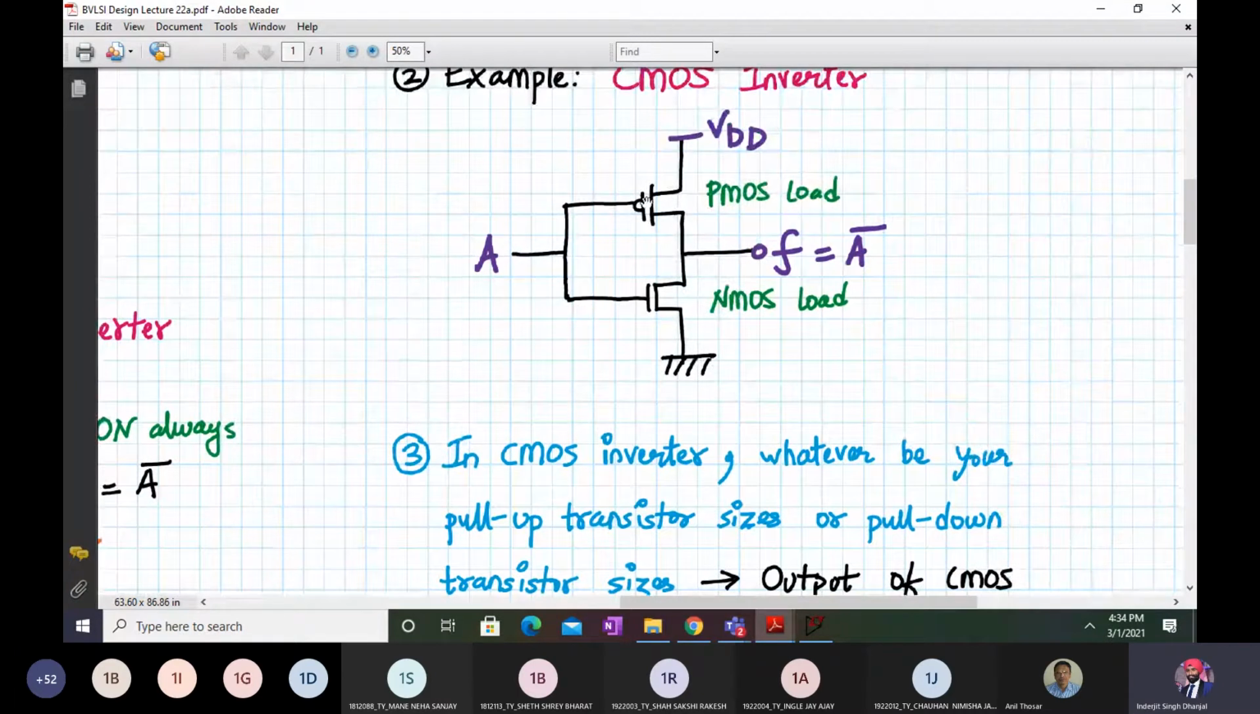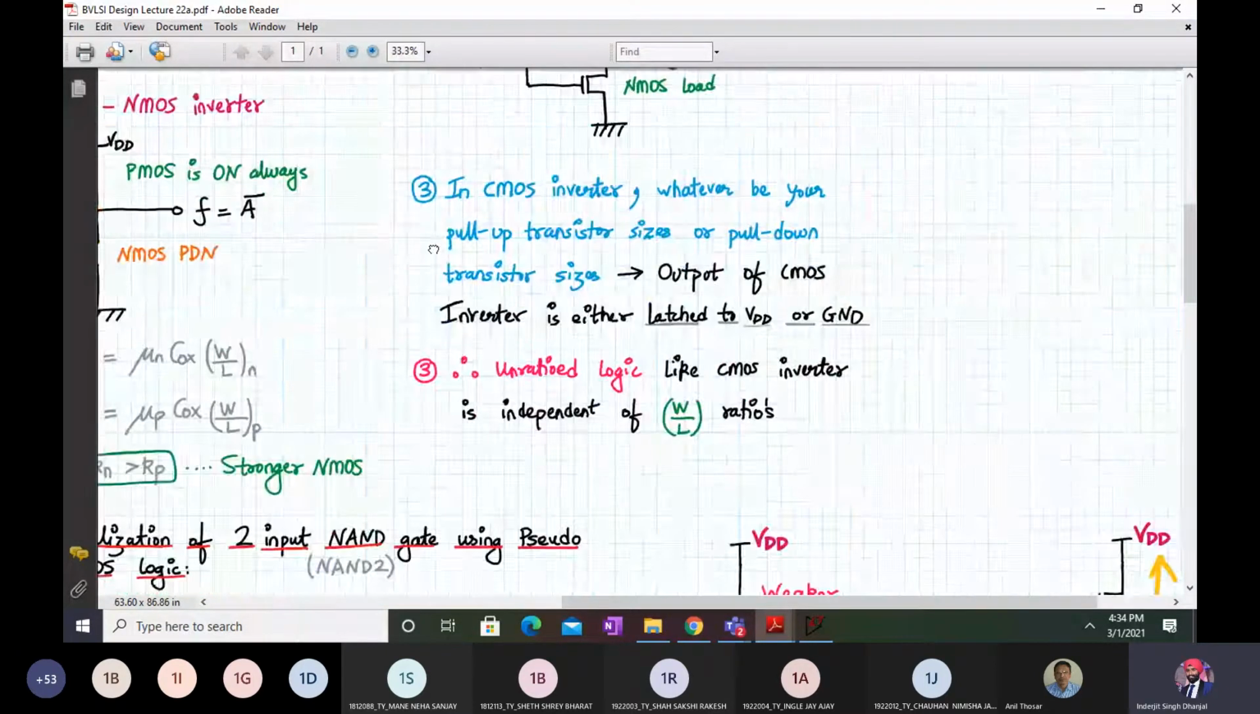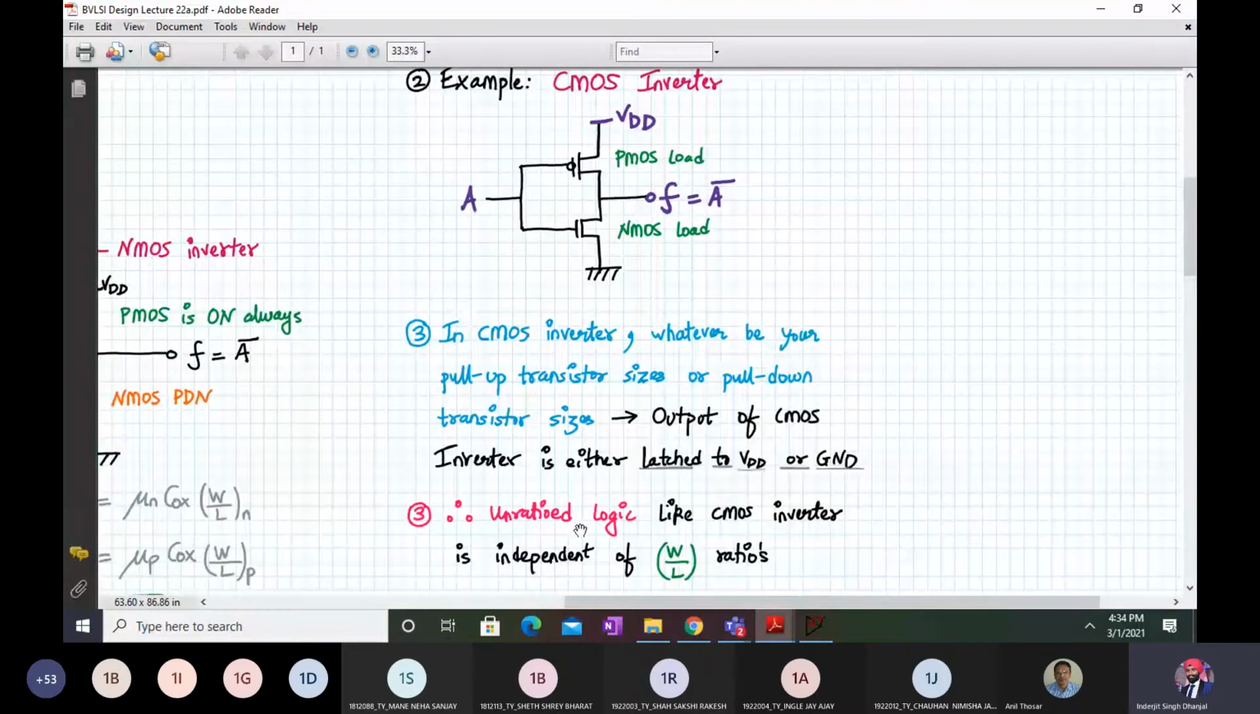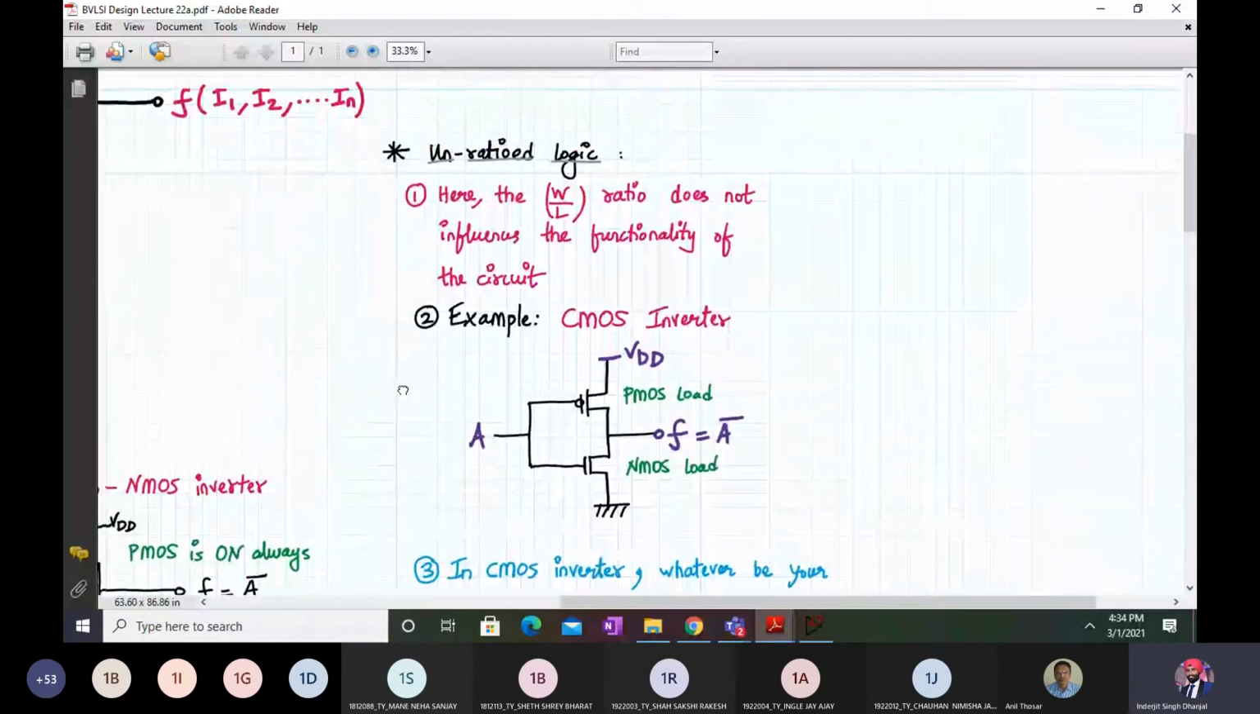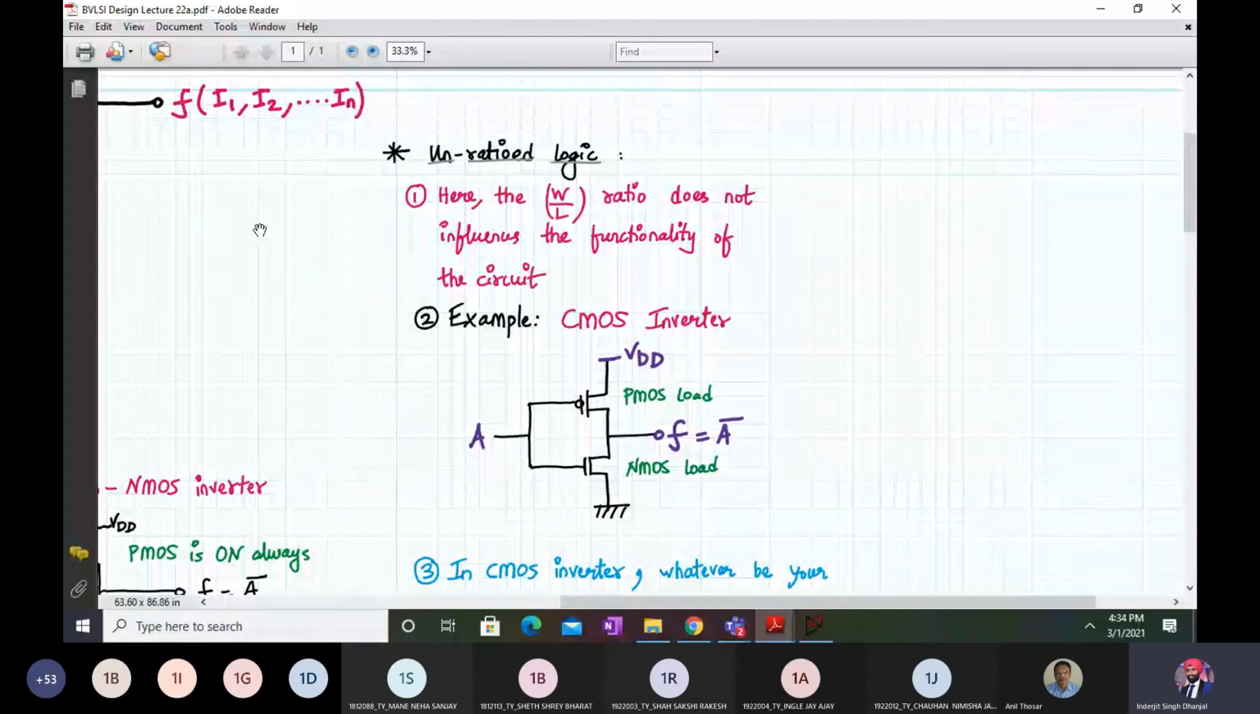You might have seen and experienced that even if we change the W by L ratio, the output is still either latched to VDD or latched to 0. This is the funda of unratioed logic. So unratioed logic like the CMOS inverter is independent of the W by L ratio of the transistors used inside. This is what unratioed logic is.